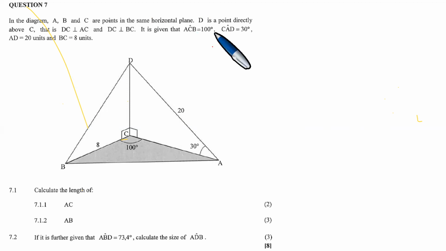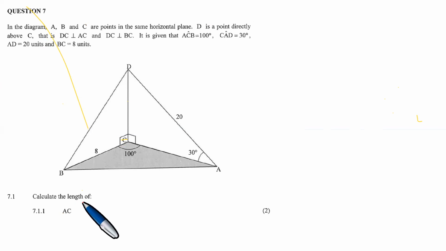It is given that ACB is 100 degrees. So you can see that ACB is 100 degrees. Angle CAD is 30 degrees. Right, you can see that angle CAD is 30 degrees. AD is 20 units and BC is 8 units. Calculate the length of AC. Okay, right. How do you find the length of AC? So let's just do that quickly. I know this one is very, very straightforward.